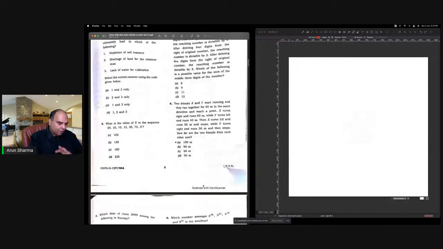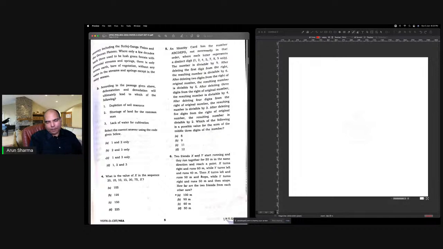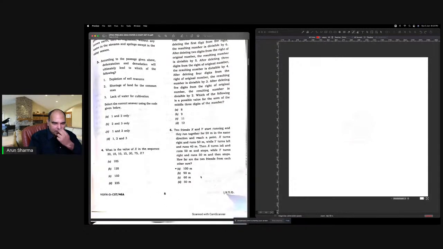But CSAT, one difference that I'll say, well, this question, as I said, you put this question into a CAT paper, or take CAT paper questions and put them here, no one will know which question was what. Right? So this question is that level. But the next one, a reasoning question, is an easier one.